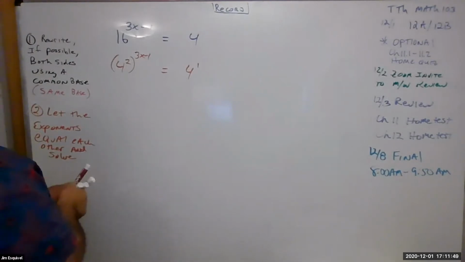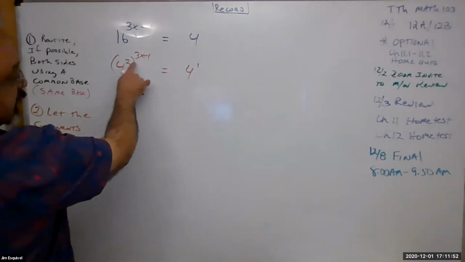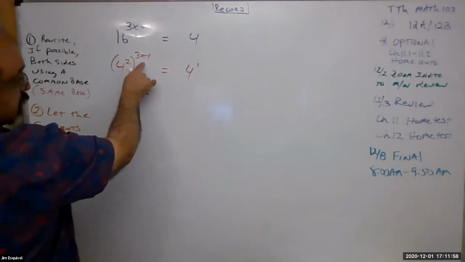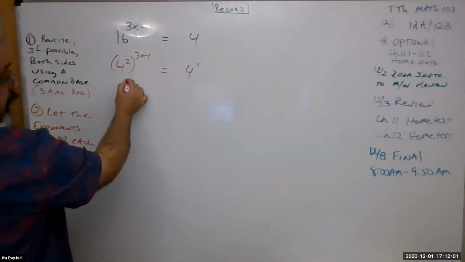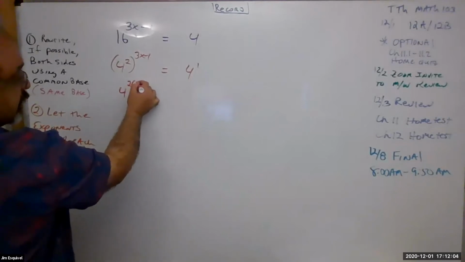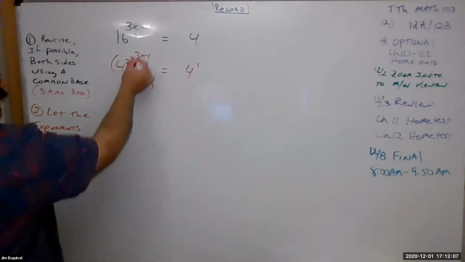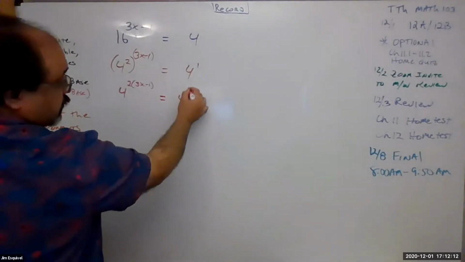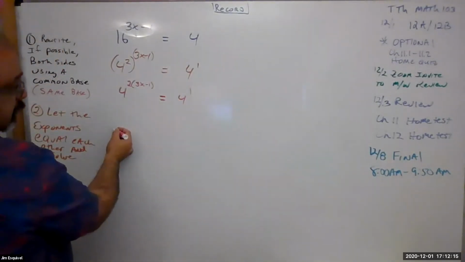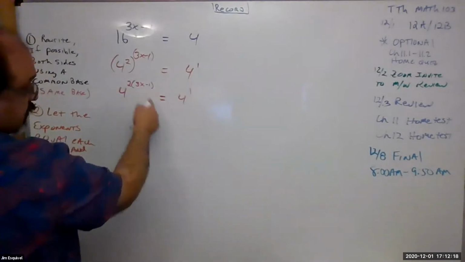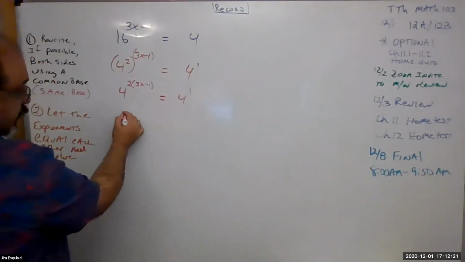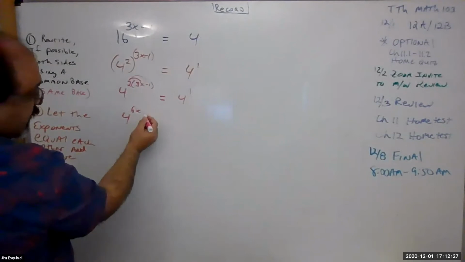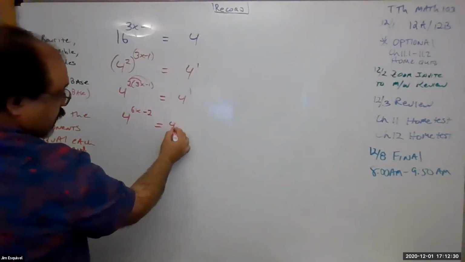Now, what you got to remember is power to a power is multiplication. So when you multiply this, I'm going to show the extra step. It's 4 to the 2 times parentheses 3x minus 1 times that whole exponent. So you got to make sure you distribute. Equals 4 to the first. So if you want, you can let the exponents equal each other now, or you can do one extra step. 2 times 3x is 6x. 2 times negative 1 is minus 2. Equals 4 to the first.